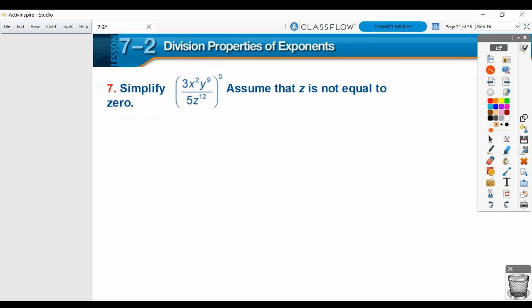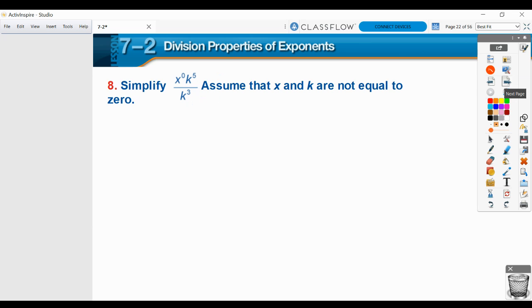Okay, the next one. You have everything raised to the 0 power. It equals 1. Goes away. Okay, this one. You have x to the 0, k to the 5th over k to the 3rd. The 0 only goes to the x, so that's the one that cancels out. Now you're left with k to the 5th divided by k to the 3rd. So you subtract those exponents. So 5 minus 3 is 2.